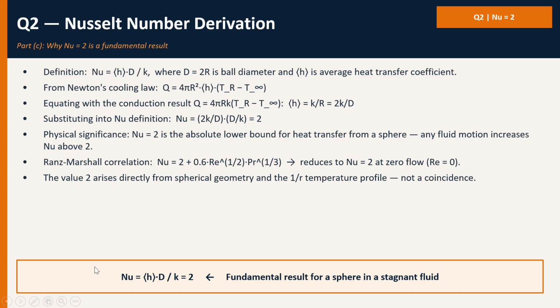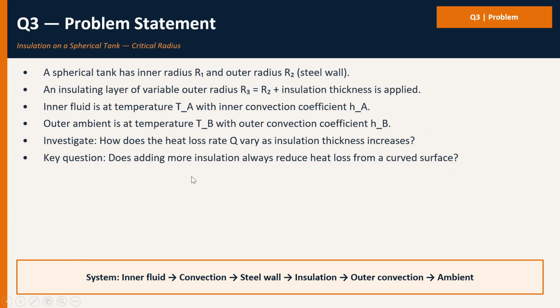Okay, so moving on to the next problem. Question number 3. A spherical tank has an inner radius R1 and outer radius R2, with an insulating layer of variable outer radius R3. The inner fluid is at temperature TA with inner convection coefficient HA. The outer ambient is at TB with outer convection coefficient HB. We have to find how the heat loss rate Q varies as insulation thickness increases. Also, does adding more insulation always reduce heat loss from a curved surface?